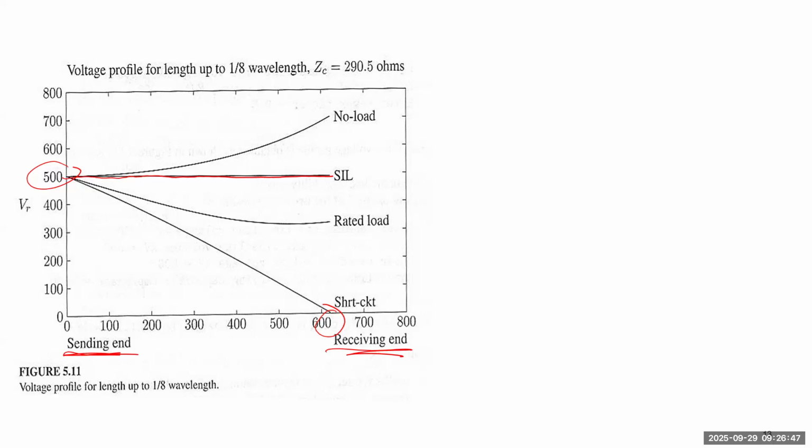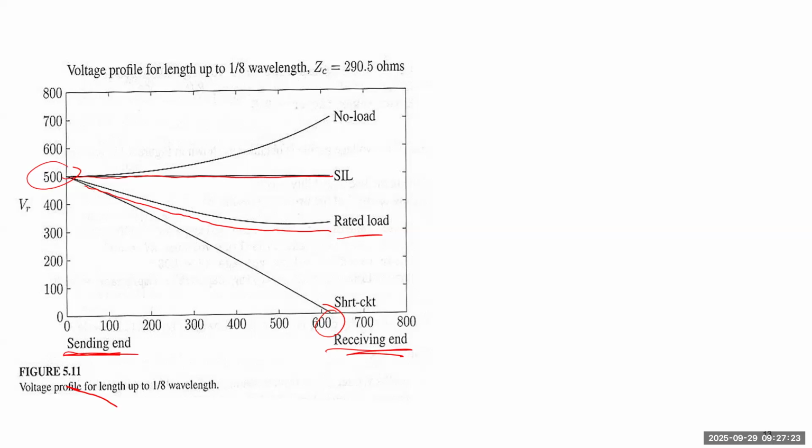So if you have load, usually the load of the line is higher than the surge impedance load. So for instance, if you operate at the rated load, near the sending end you still have 500, but when you go far from the sending end, the voltage will drop. It can become very low. So if you don't provide some capacitors to support the voltage, it can be much lower than the rated voltage.